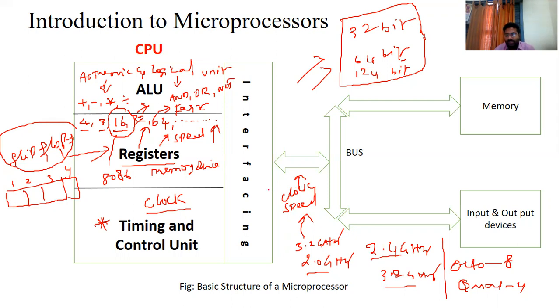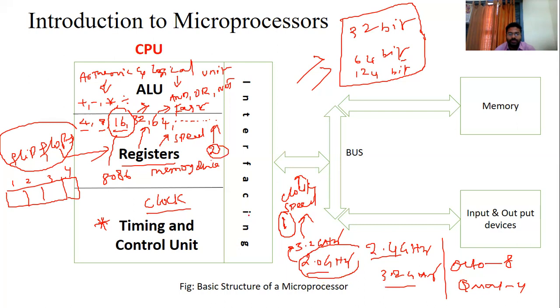Remember, I said there are different factors to improve the speed of the microprocessor. A 2 gigahertz microprocessor is much slower when compared to a 3.2 gigahertz microprocessor. The speed mainly depends on the clock. Remember, if you increase the clock, the speed increases. So the first preference is given to the clock, then the second preference is given to the registers. When you increase the clock speed, the speed of the microprocessor also increases.